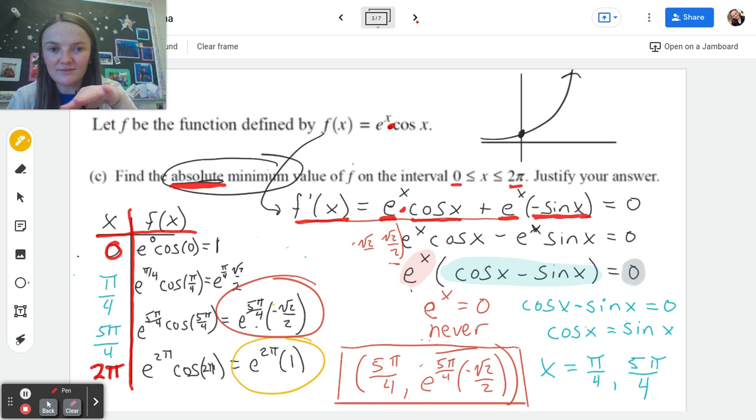We're going to set this derivative equal to 0 and solve. And now this is no longer a calculus problem. Right now we have on our hands an algebra problem.